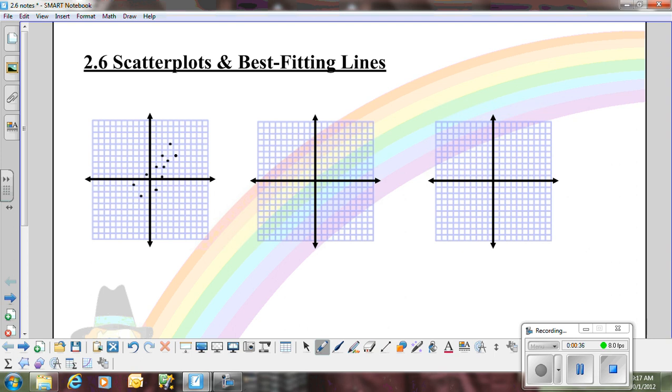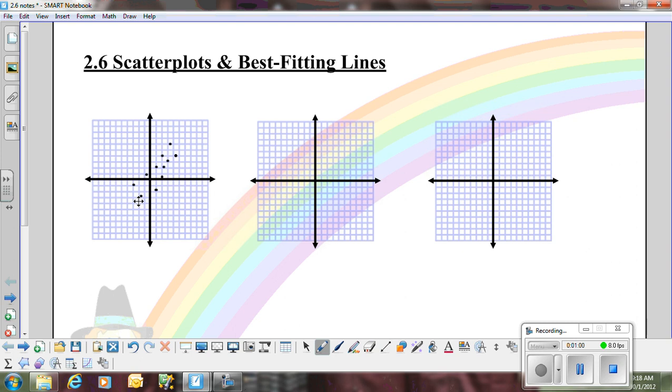Okay. When would I make a scatter plot? When you collect data points, a whole bunch of points on a graph. Yep, that's what it is. What we're going to do today is check for correlations.